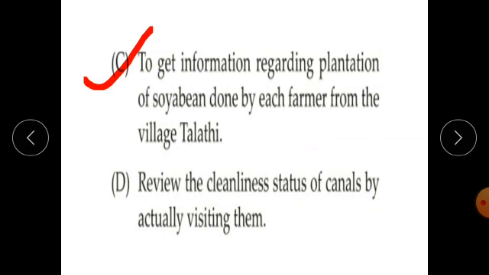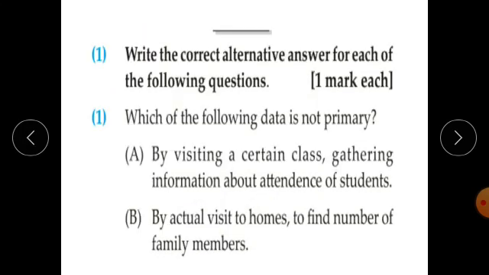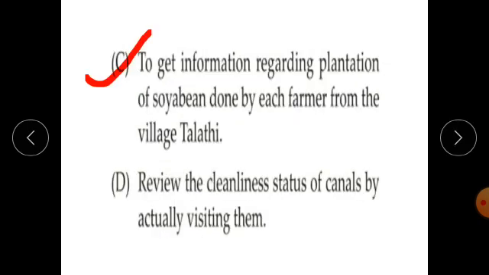Students, primary data means someone collects the information personally by asking questions, taking measurements, etc. It is called primary data. And the data collected from some sources is known as secondary data. So here the question is which of the following data is not primary? So C option is correct. To get information regarding plantation of soybean done by each farmer from the village talati. This data is not primary data. This data is secondary data.